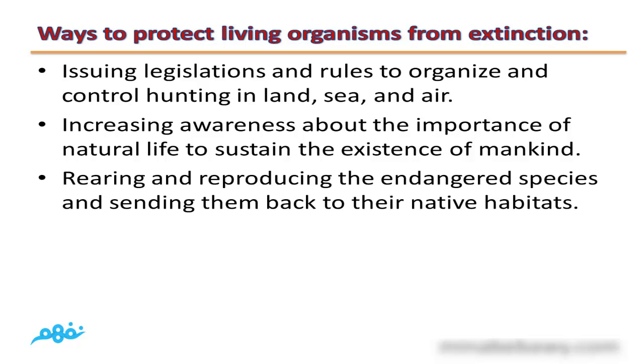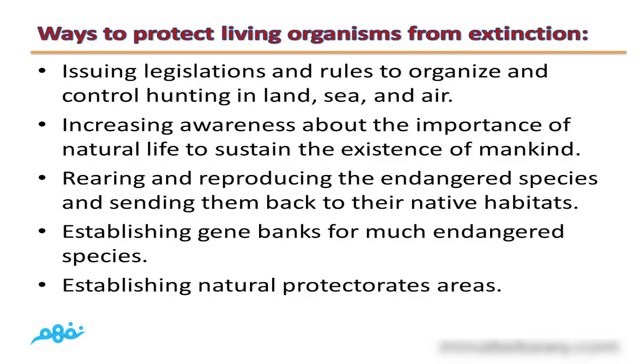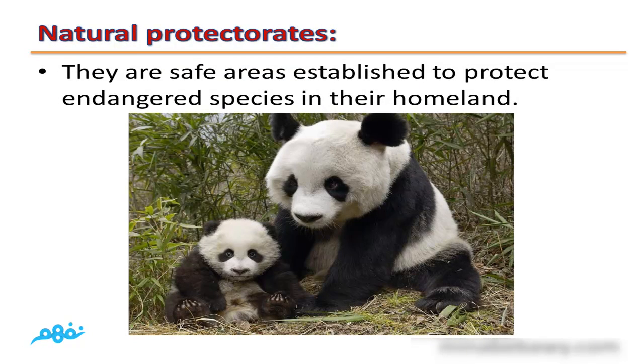Number 3, rearing and reproducing the endangered species and sending them back to their native habitats. Number 4, establishing gene banks for much endangered species. Finally, establishing natural protectorates areas. We will talk about only natural protectorates. Natural protectorates are safe areas established to protect endangered species in their homeland.